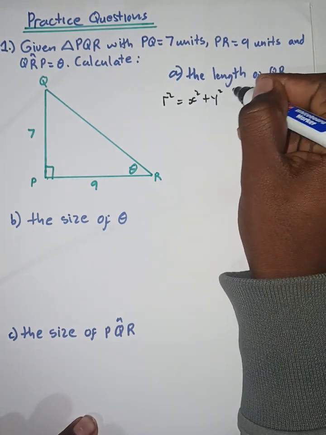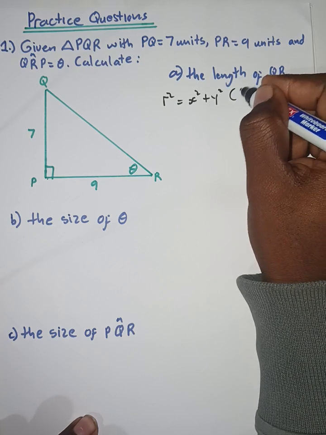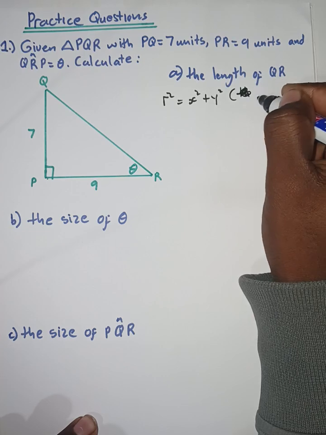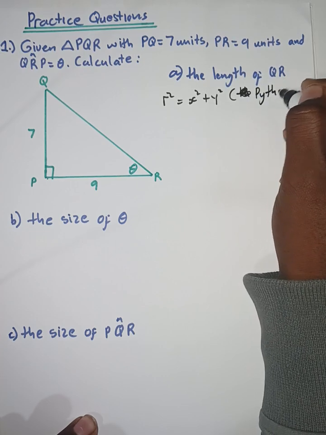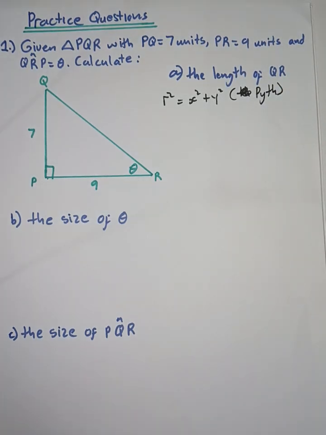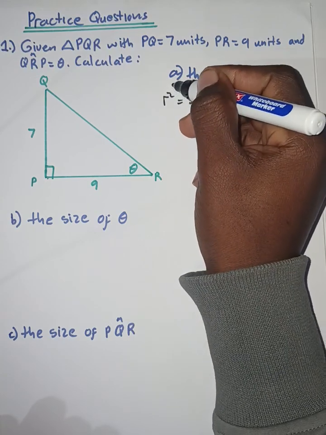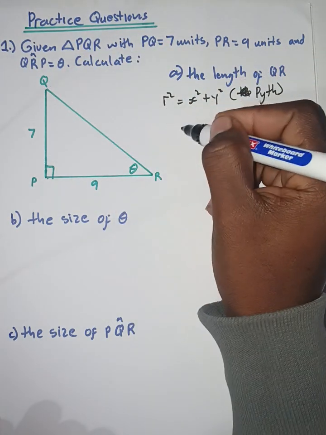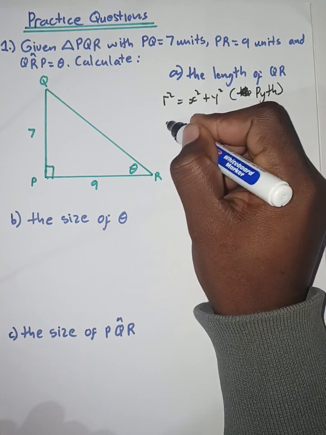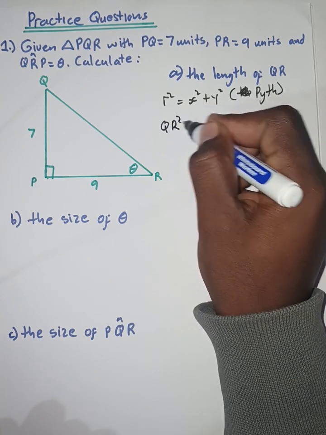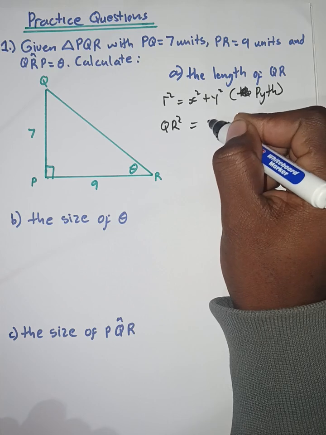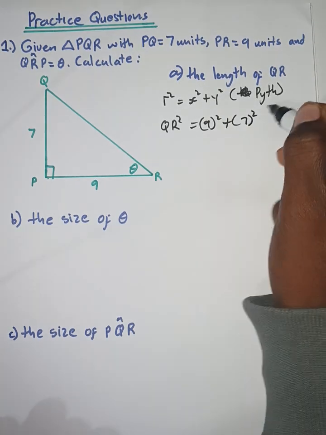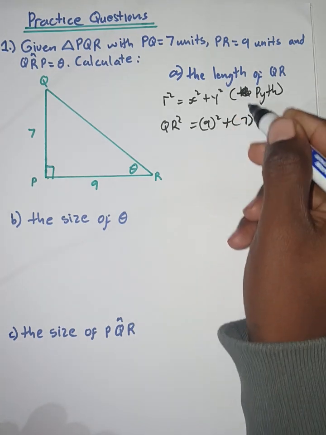But you must not forget to credit the legend that came with this theorem. That would be Pythagoras, or you can just write that as Pyth. And we know that r squared would be the longest side. That's what we are looking for, which is QR. So in this case this would be QR squared, which is equal to 9 squared plus 7 squared.